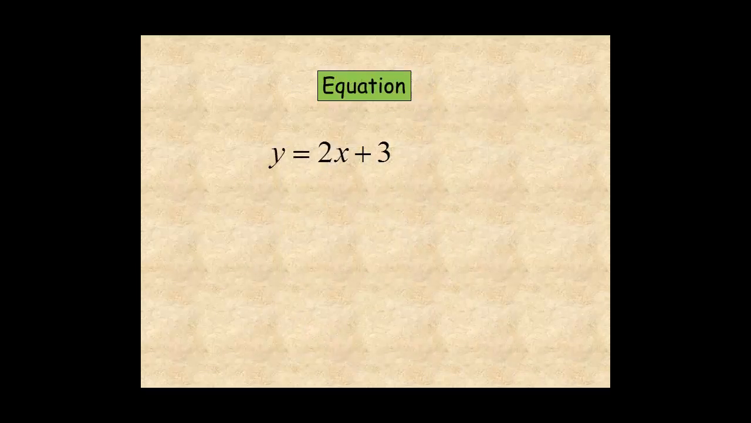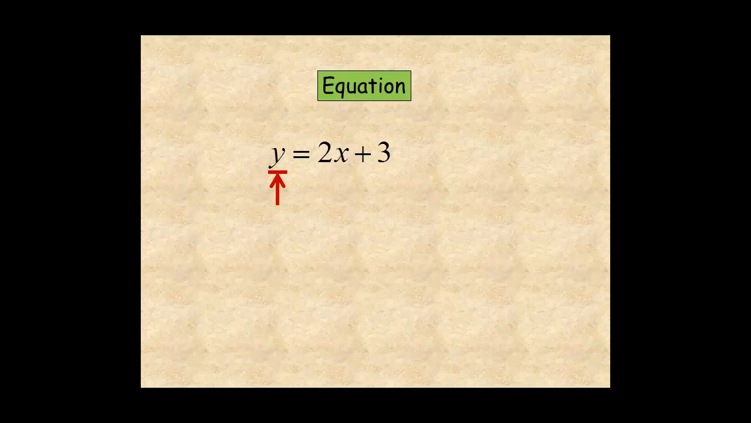Finally, a relation can be defined or represented by an equation. For example, this equation has a place for an input x value and an output y value. If you select values of x and calculate values of y, you can create a set of ordered pairs.